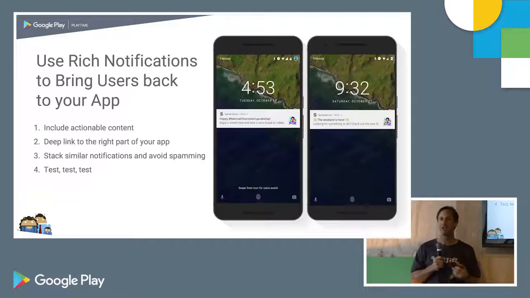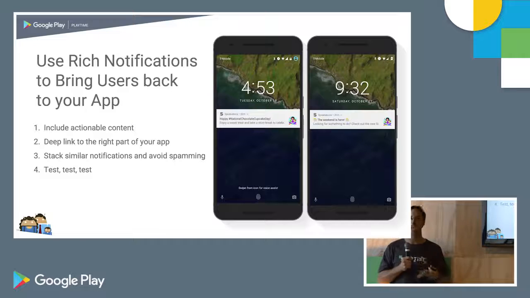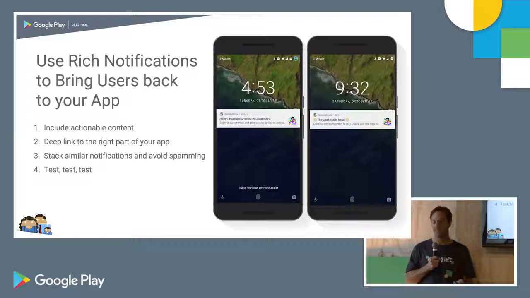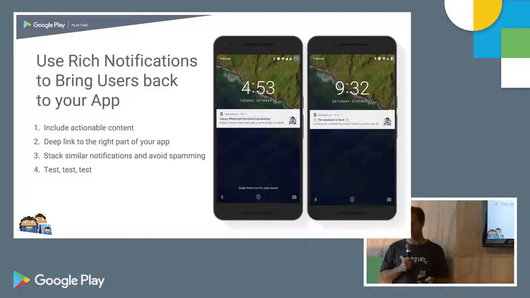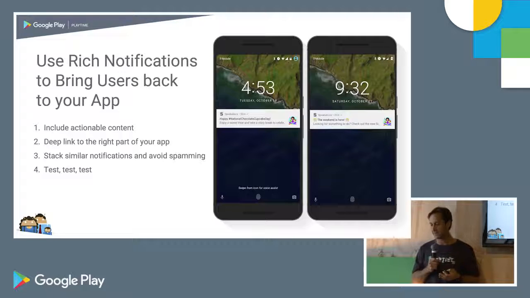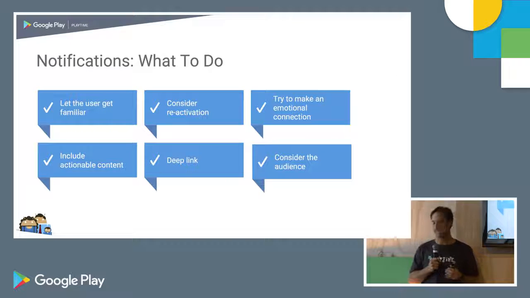Another one is using rich notifications to bring users back to your app. A few best practices here are to include actionable content, deep link to the right part of your app, stack similar notifications, avoid spamming, and test.